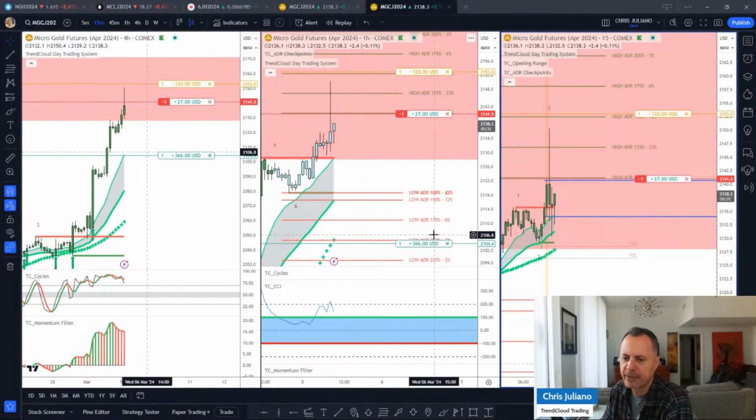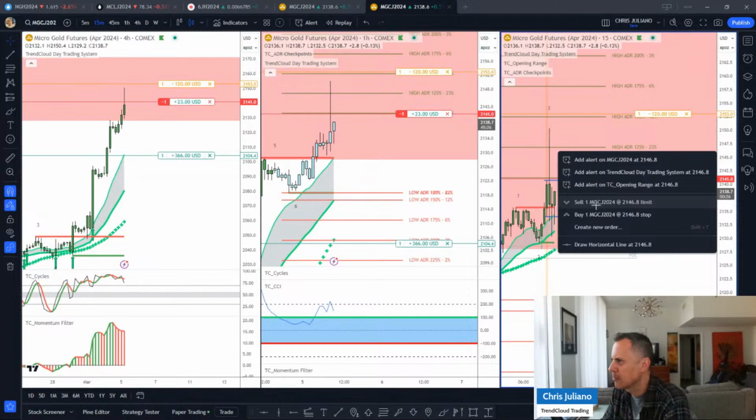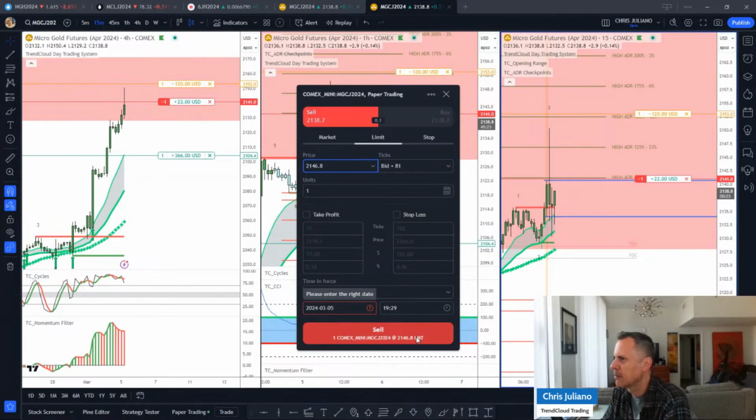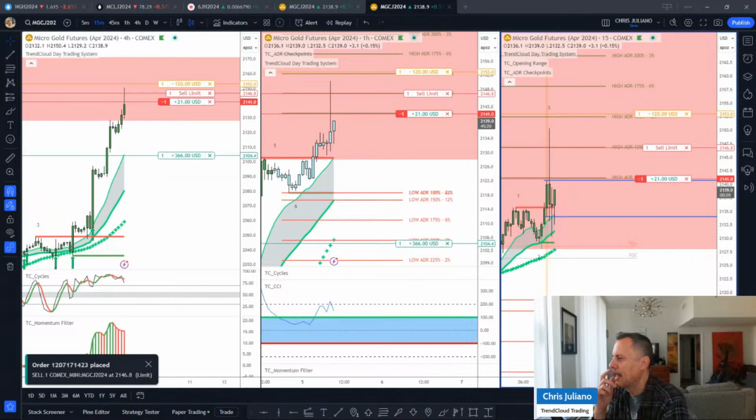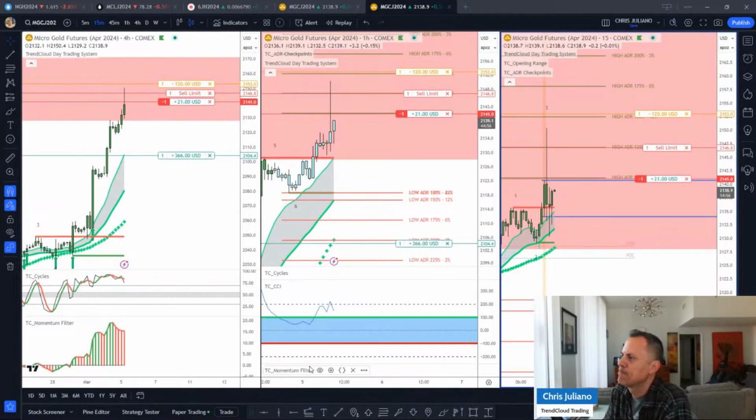So what I'd like to do is, if we do break out again and hit here, I would like to take another short there and see if we could get in on another contract. So now we can scale out. Now that we are in front of this thing, let's try to manage it. If you haven't gotten into this trade, I would definitely, if you can, scale into this trade. ADR checkpoint, I would take that again.